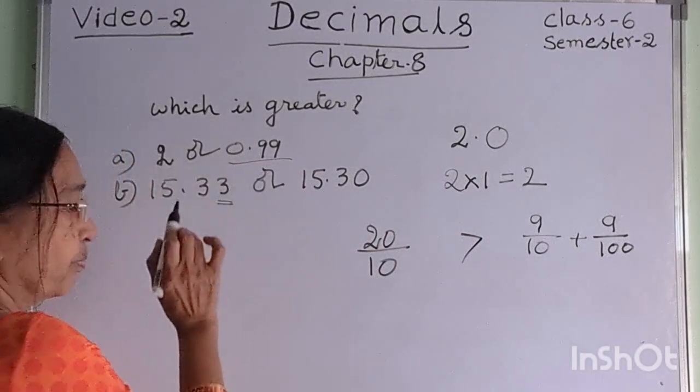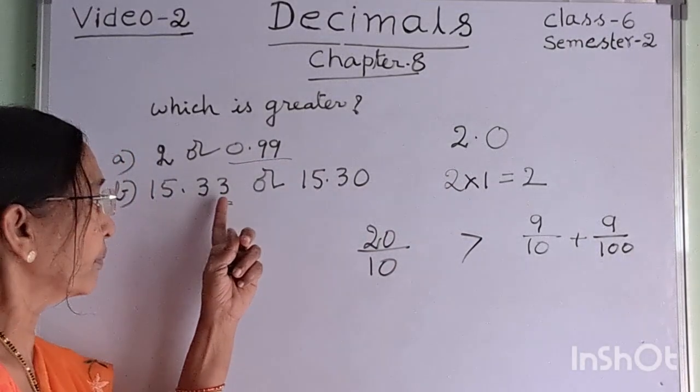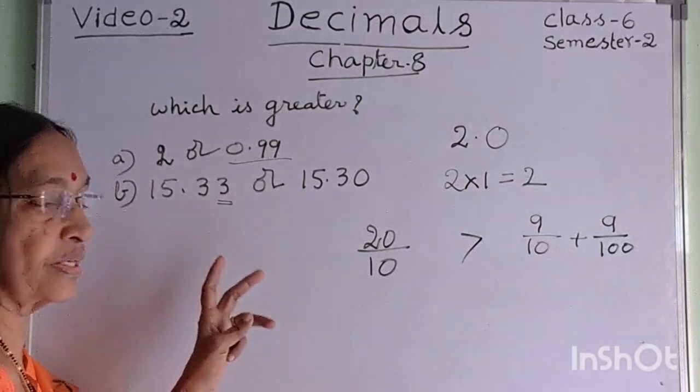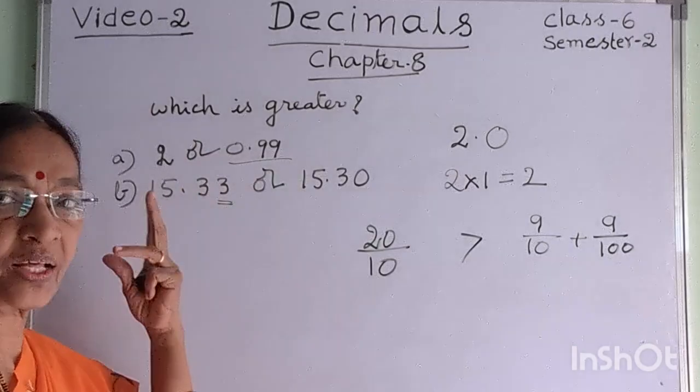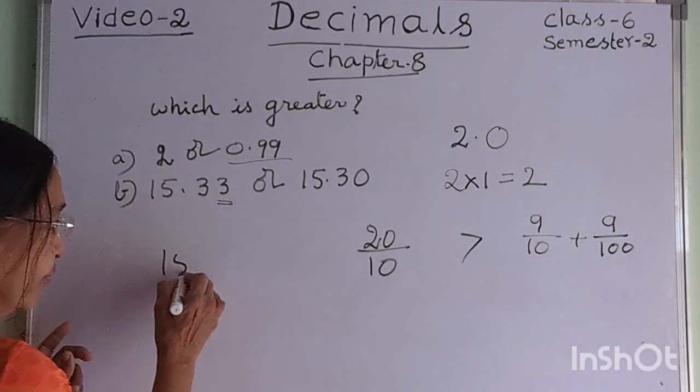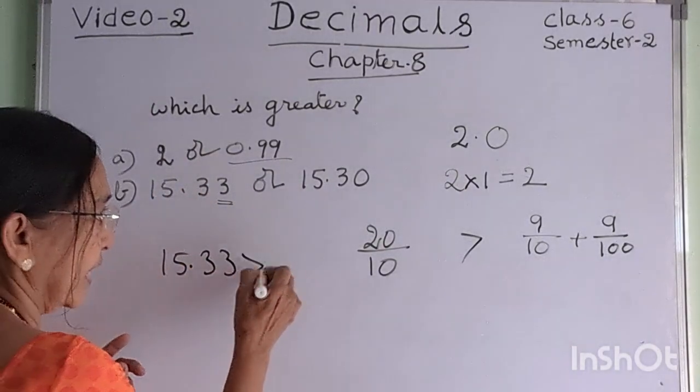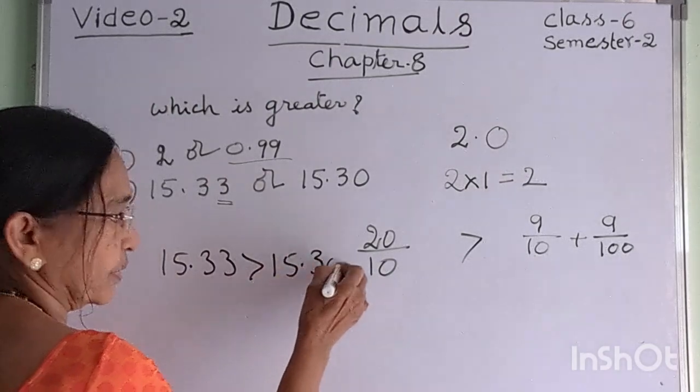Therefore, the number 3 in the hundredths place is there in the first number. Here there is no number in that place. All the other digits are equal. Therefore, 15.33 is greater than 15.30.